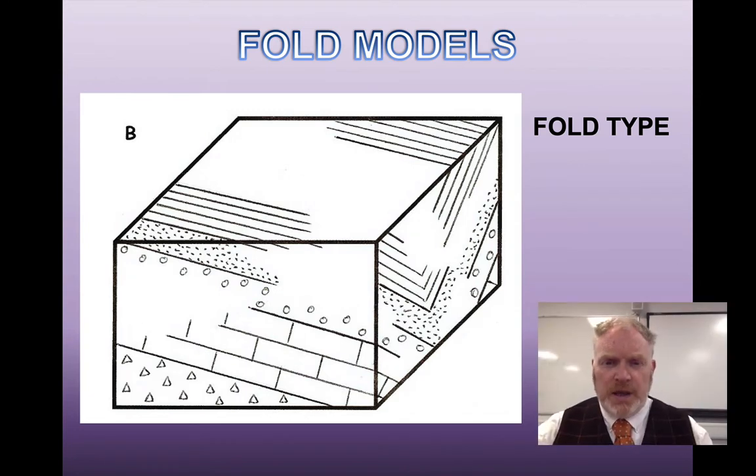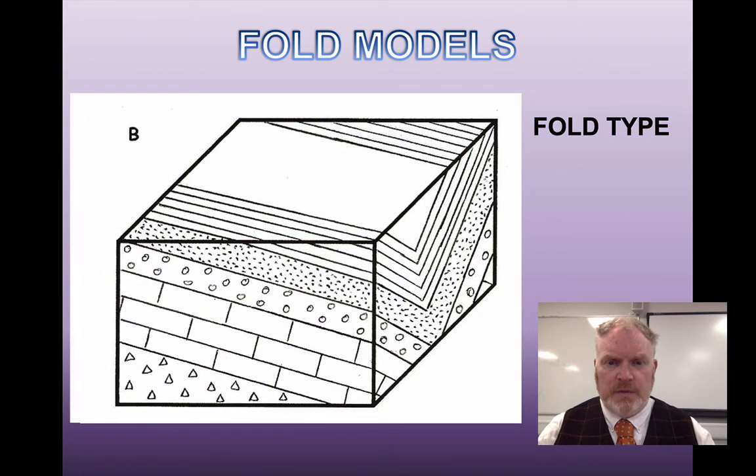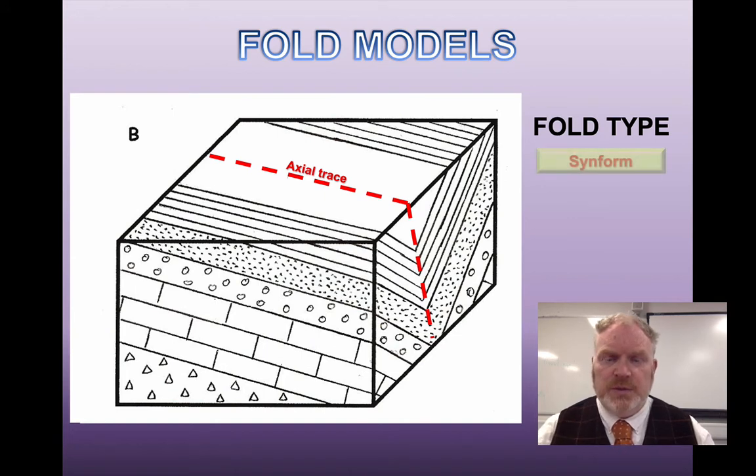Okay, so this is fold B. Let's fill in the gaps here. There we go. So we can see we have a down fold here. Let's draw in the axial trace there. So this clearly must be a synform.